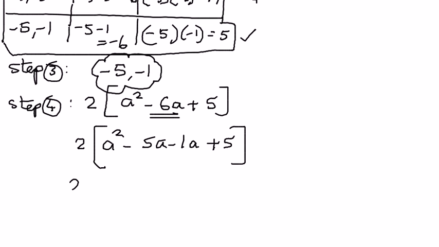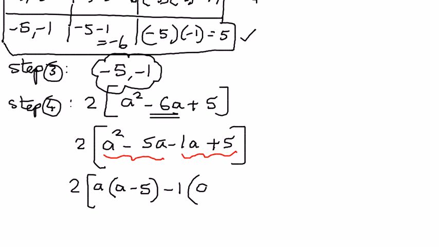We'll keep the 2, and now we will look at these two terms and factor them out and see what we get. Between a squared and negative 5a, a is common. If I pull out a from a squared, a is left. If I pull out a from 5a, 5 is left. And then between negative 1a and positive 5, negative 1 is common. If I pull out negative 1, I have a minus 5 inside the parentheses.